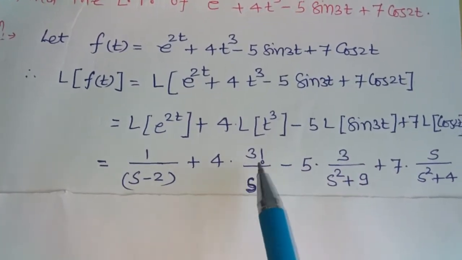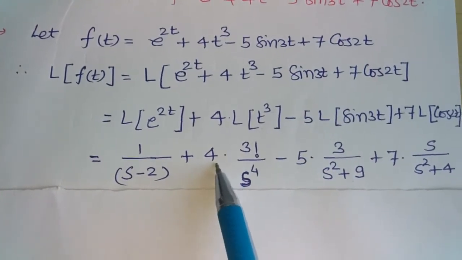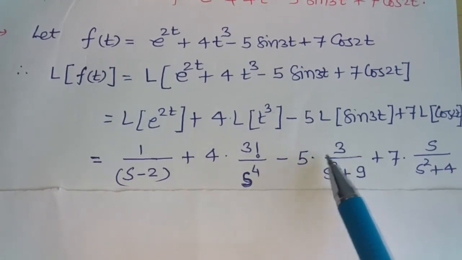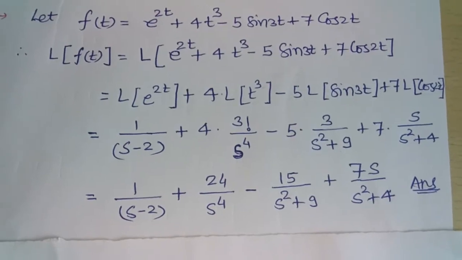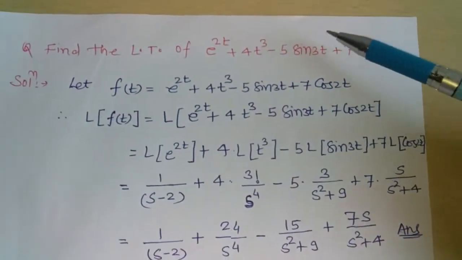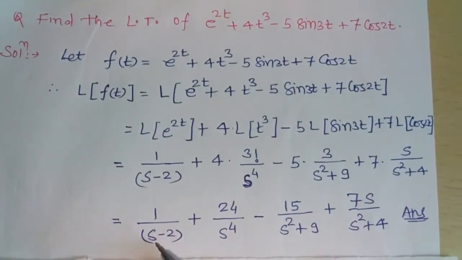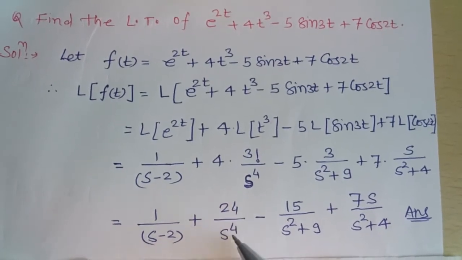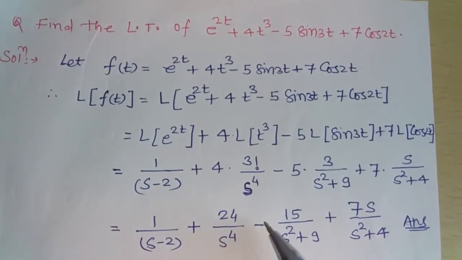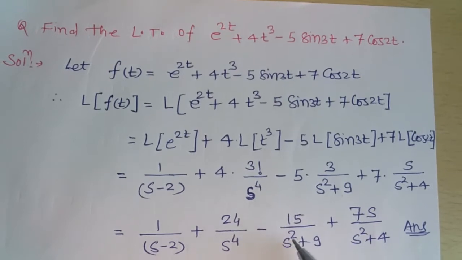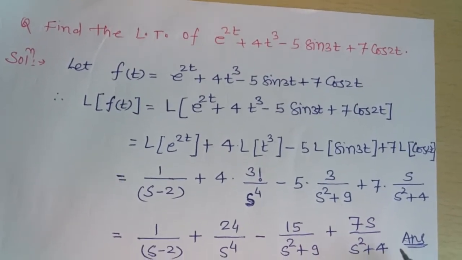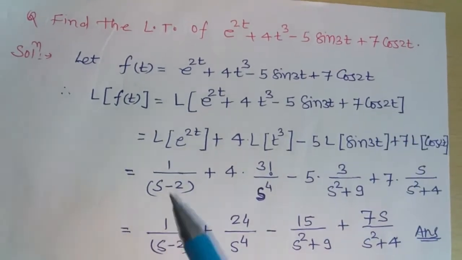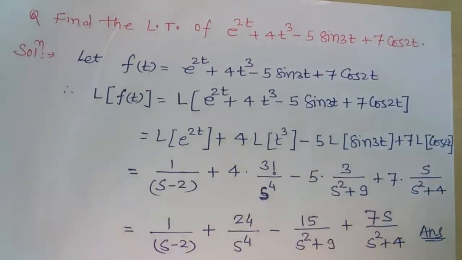Now simplify. Factorial 3 is 6, 6 into 4 is 24. Here 5 into 3 is 15, here 7s. So finally we get Laplace transform of the given function is 1 upon s minus 2 plus 24 upon s power 4 minus 15 upon s square plus 9 plus 7s upon s square plus 4. So this is a basic problem on linear property.